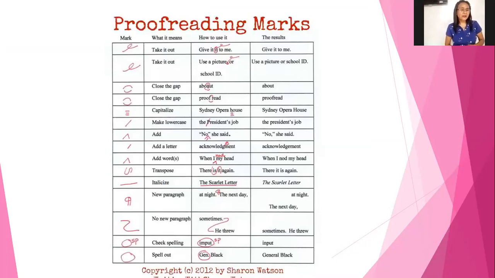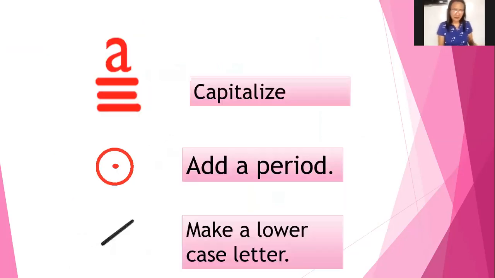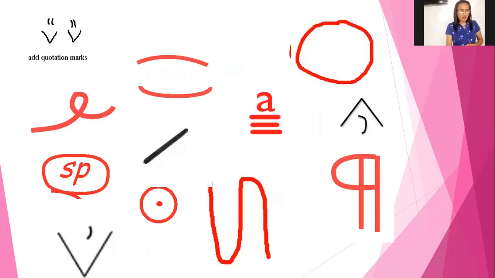So here are the proofreading marks. You see, they are marks, and then there is what it means, how to use it, and the results. Maybe you can go back and look at this later, but I want you to look at the next one. These are the symbols. These are simple symbols. There are other symbols, but I don't include them because these are the ones we're going to use in our paragraph. Okay, so what do the symbols mean?